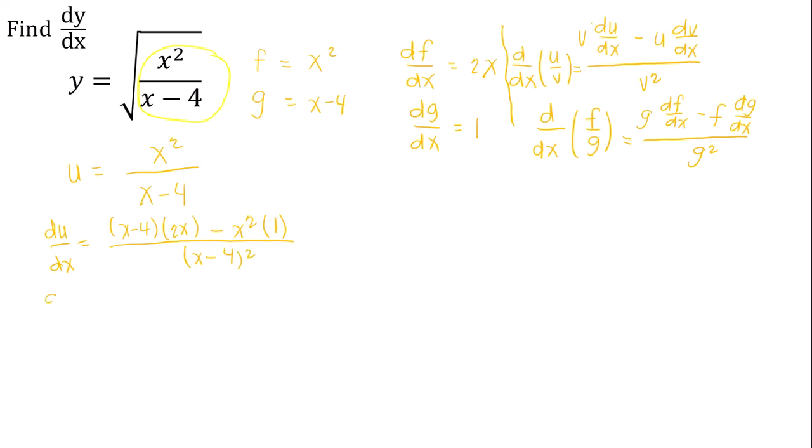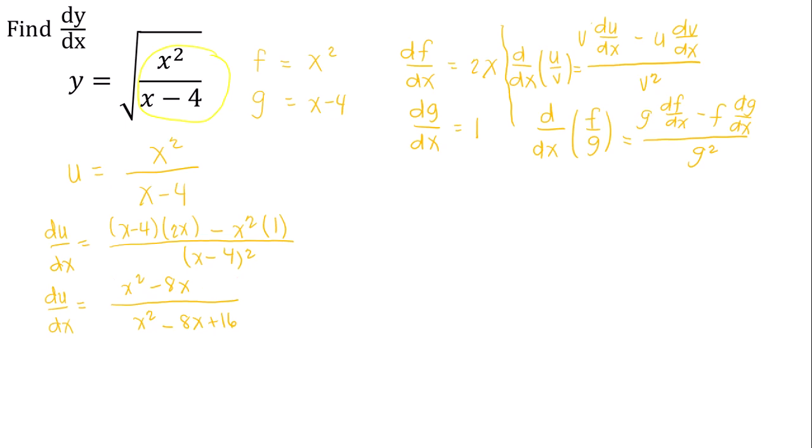So simplify, we have du/dx is equal to 2x squared minus 8x minus x squared all over the denominator. You can either expand x minus 4 times x minus 4, or simply square the binomial: square the first term, twice the product of the two terms, square the last term. So that is our denominator. Then combine like terms. Now we have 2x squared minus x squared, so 2 minus 1, simply 1. So we can just leave x squared.